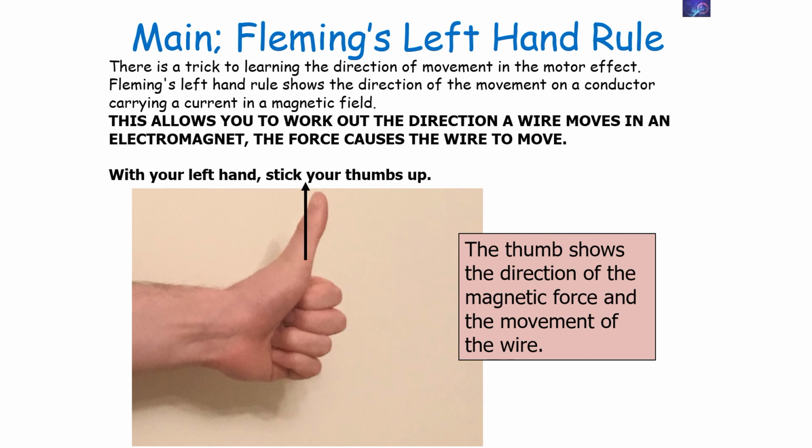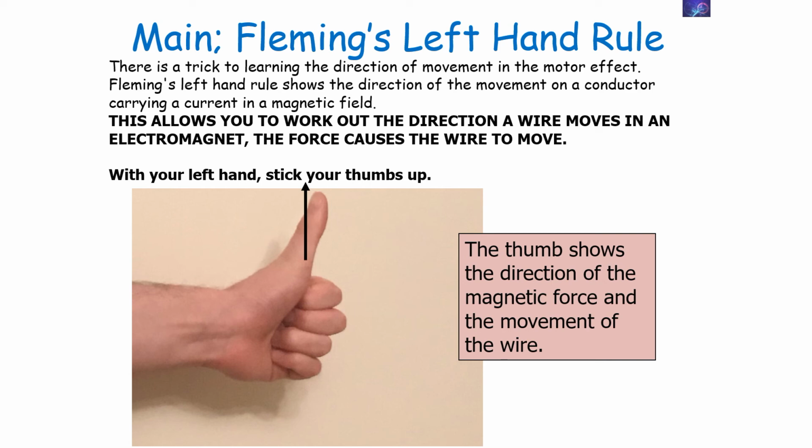Now there is a trick to learning the direction of movement in the motor effect, and it is called Fleming's left-hand rule. Now Fleming's left-hand rule shows you the direction of movement on a conductor carrying a current in the magnetic field. This allows you to work out the direction a wire moves in an electromagnet, and this force can cause the wire to move.